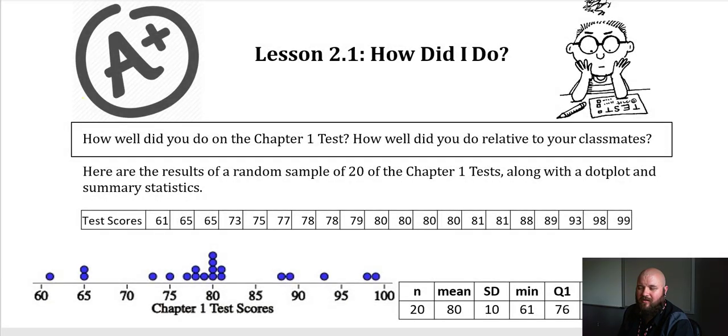Alright, so we're going to continue on with 2.1 here. We're going to talk about how to determine z-scores and moving forward with that, okay?